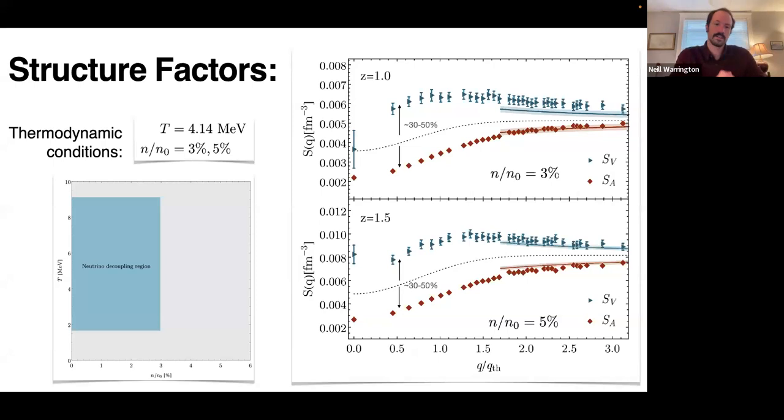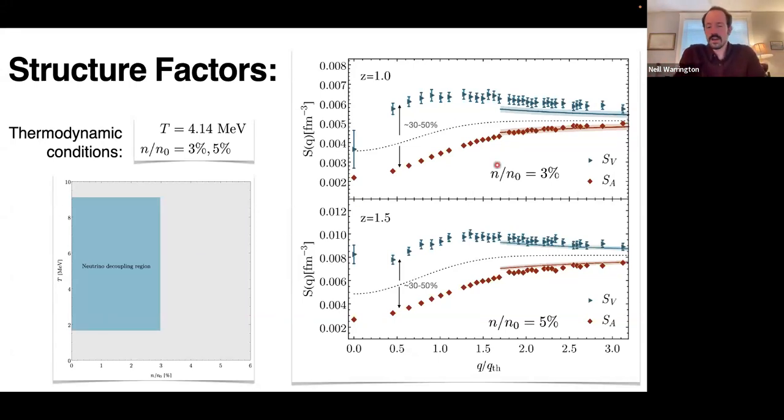So we have a temperature of 4.14 MeV, that's squarely within the neutrino decoupling region. And we're simulating at about 3 and 5% of nuclear density. So 3% nuclear density is on the edge of the neutrino decoupling region. 5 is a little bit denser than the neutrino decoupling region, but our goal was to just show that we can certainly get beyond the neutrino decoupling region. And now our next task is to march inward and to cover this whole thermodynamic space. This isn't a phase diagram. This is just 2 axes.